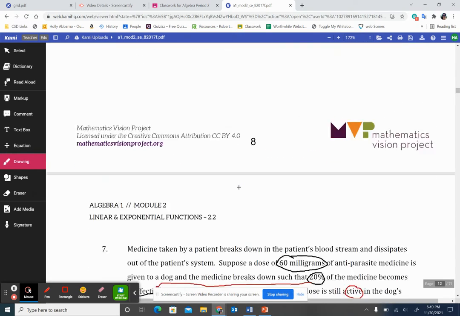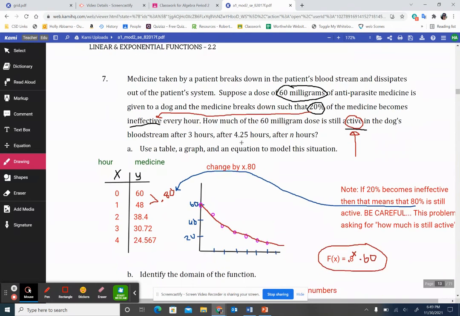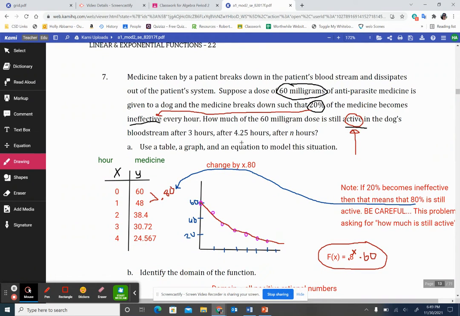But we're going to go ahead and go on. It says medicine taken by a patient breaks down in the patient's bloodstream and dissipates out of the patient's system. Dissipate means like dissolves or is taken out of. Suppose a dose of 60 milligrams of antiparasite medicine is given to a dog and the medicine breaks down such that 20% of the medicine becomes ineffective every hour.